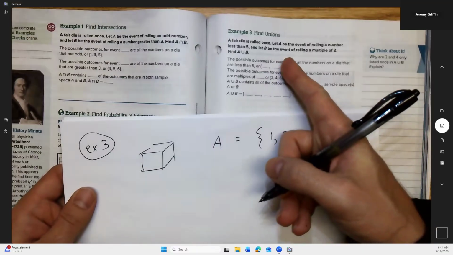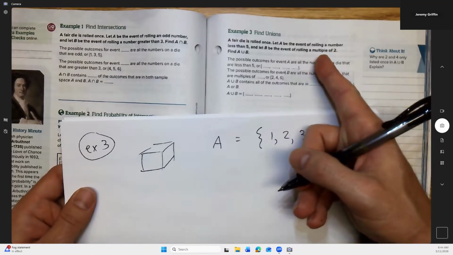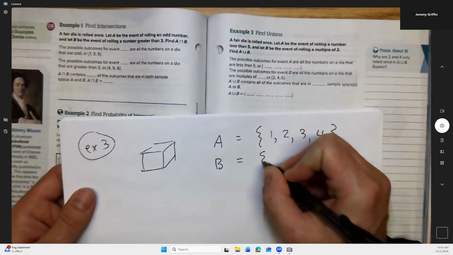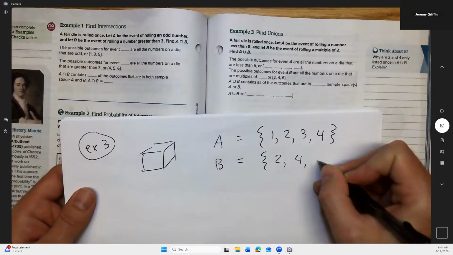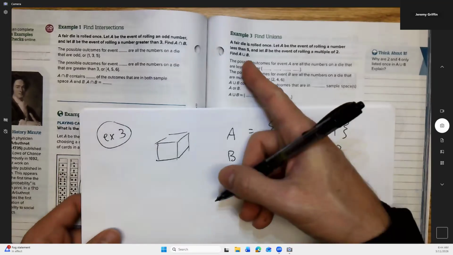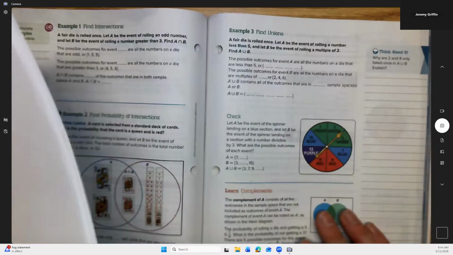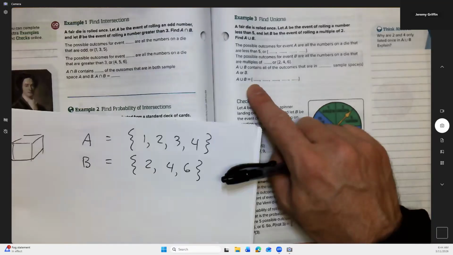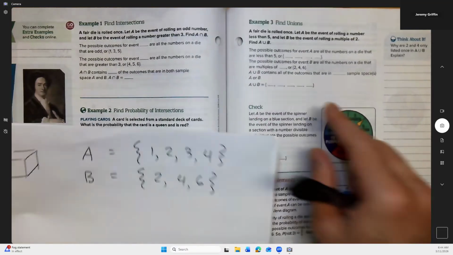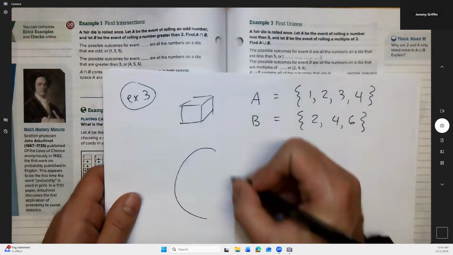Let event B be rolling a multiple of 2, which is also called an even number. So event B could be an even number. That sounds like a 2, a 4, or a 6. What's the probability of, find A union B? A union B. And if you glance ahead a little bit to how they construct this answer, they got curly brackets, and we're going to list all the discrete answers. I'll do a little extra with you guys.